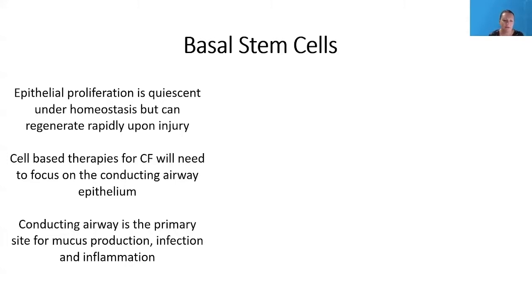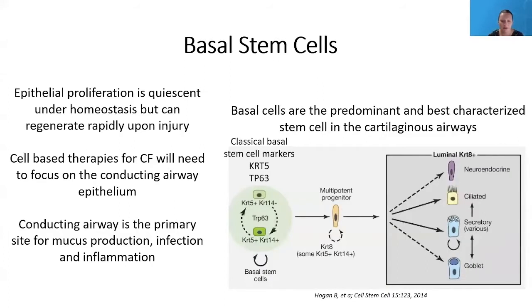But we know that the epithelium is relatively quiescent under homeostasis, but upon injury, the basal cells can rapidly self-renew and differentiate and regenerate that airway epithelium. And the basal cells are perhaps the most predominant and best characterized stem cell in the cartilaginous airways.